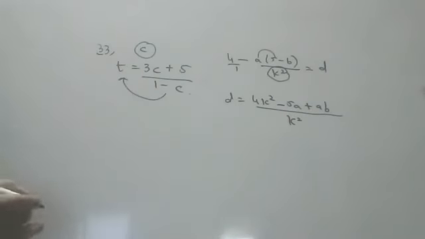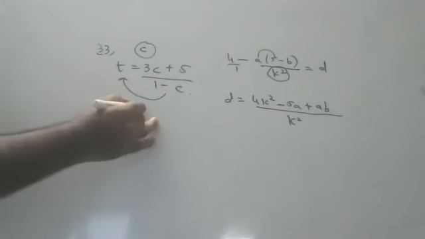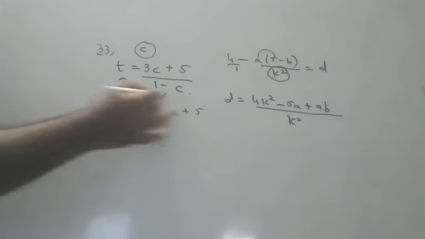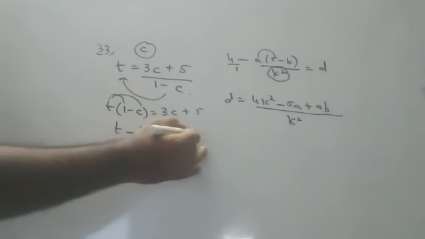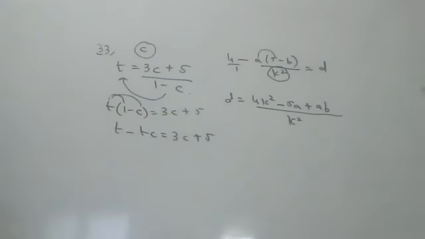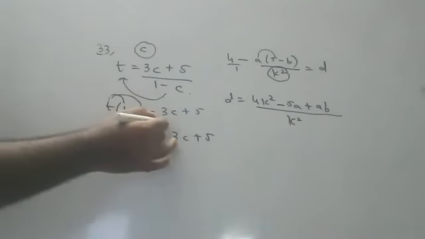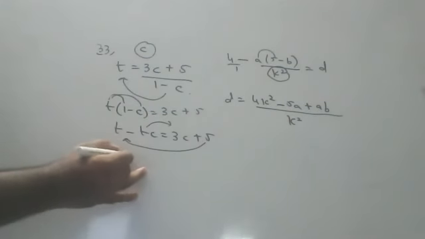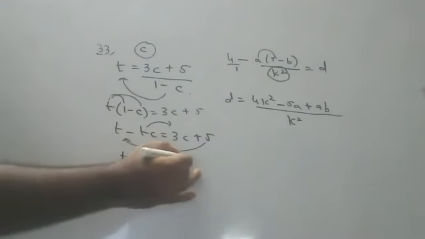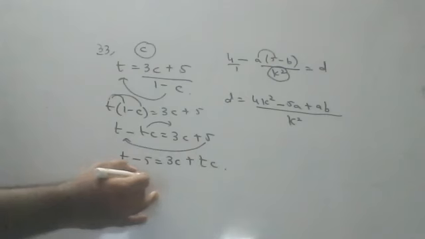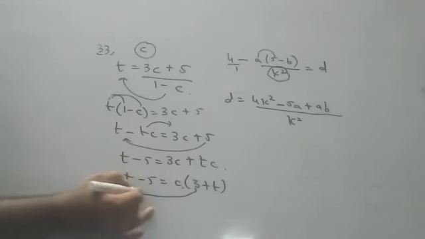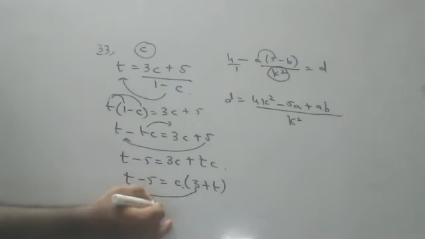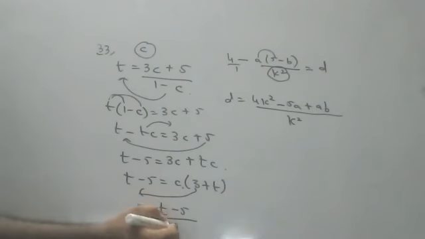Bring this here, children. So if you bring this here, p into 1 minus c is equal to 3c plus 5. p into 1, p. p into c, pc is equal to 3c plus 5. So bring all c's onto one side. Bring all c's on one side. So p minus 5 is equal to 3c plus pc. Make c common, so 3 plus p. Here it is a multiplication, so it comes as division. So c is equal to p minus 5 by p plus 3. That is how we are going to do it.